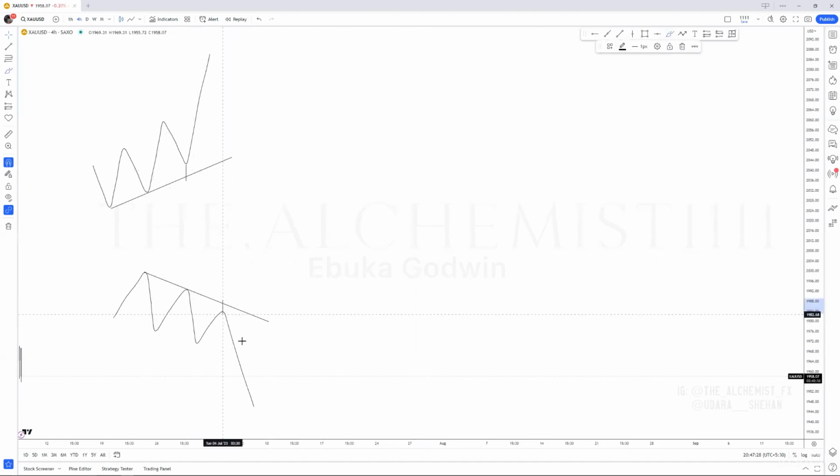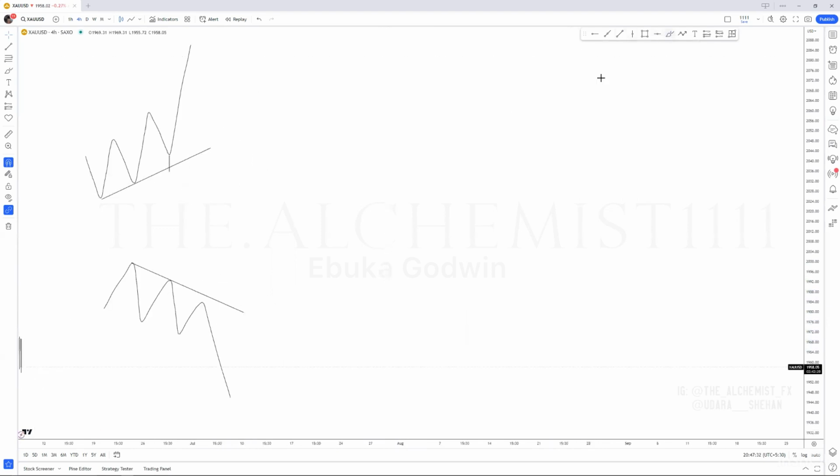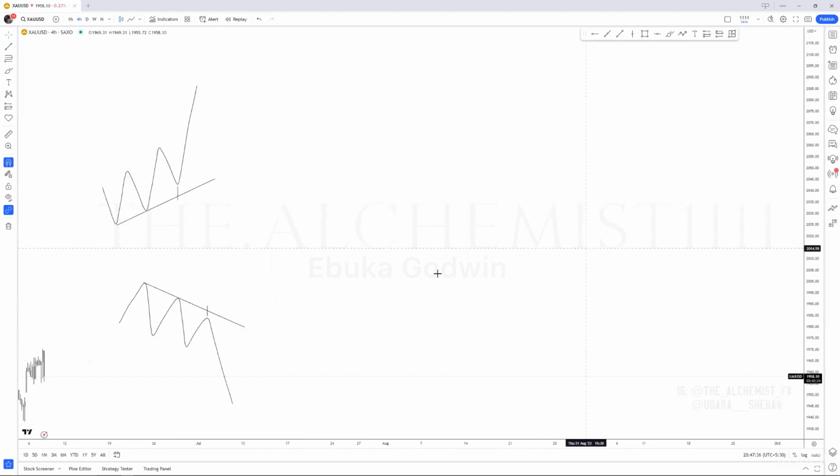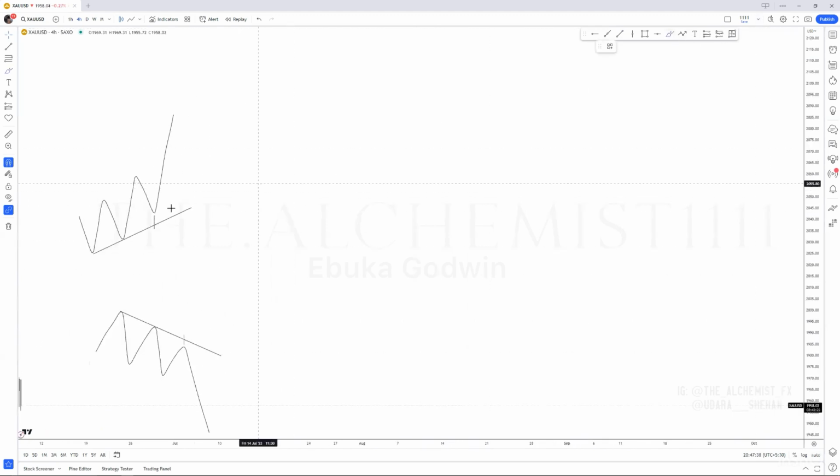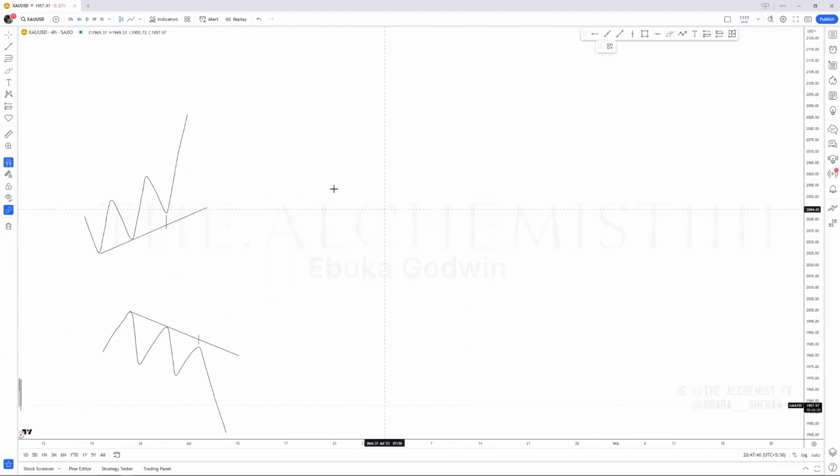Okay, so look at this. This could be the entry. Okay, so that is a continuation trend line. This is what we call a continuation trend line. Now, these are my favorite types of trend lines. Okay, so the next one would be a break and retest trend line. Very simple, something like this.